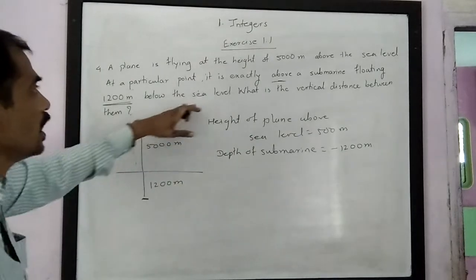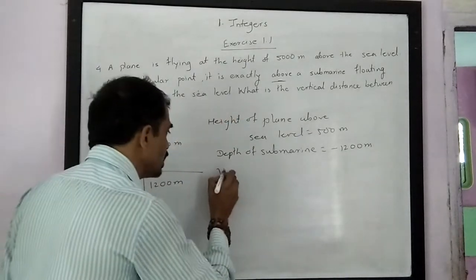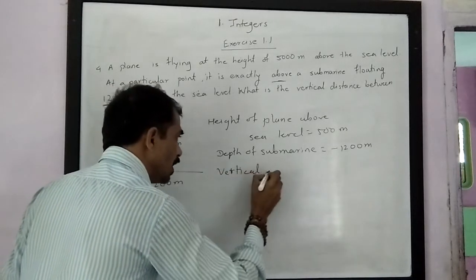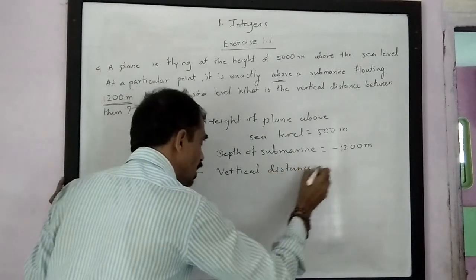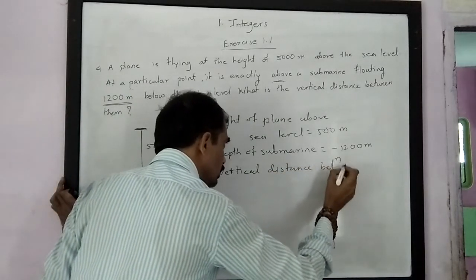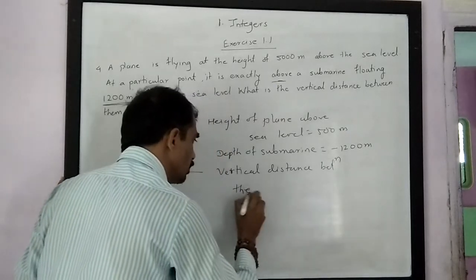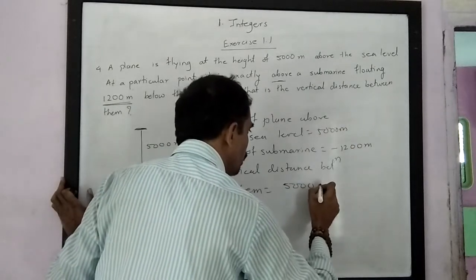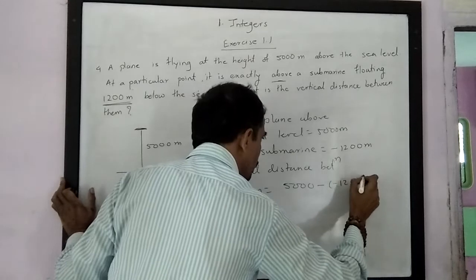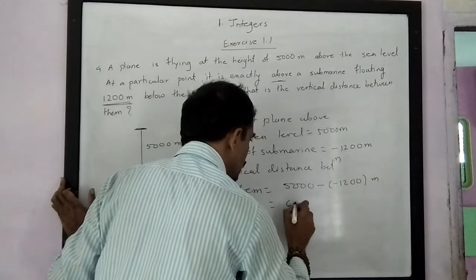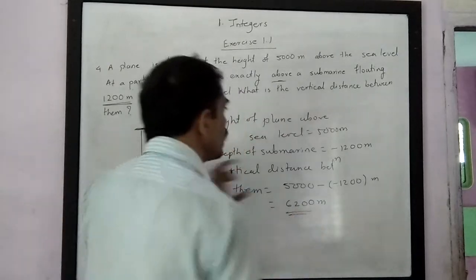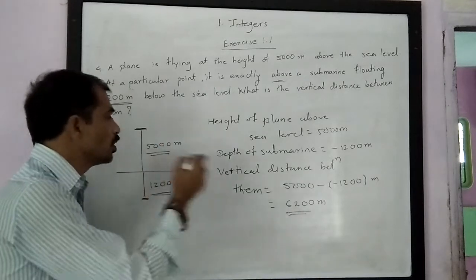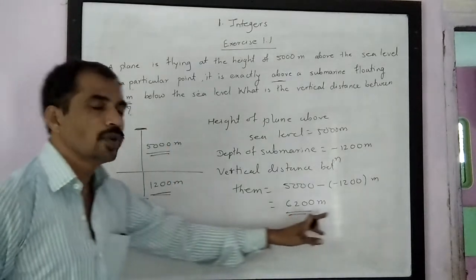Now in order to find the vertical distance between them, it is equal to 5000 minus negative 1200 meters, that is equal to 6200 meters. Please note, by just doing addition also you can find the answer. If you add 5000 to 1200, you will get the total distance between them, that is 6200 meters.